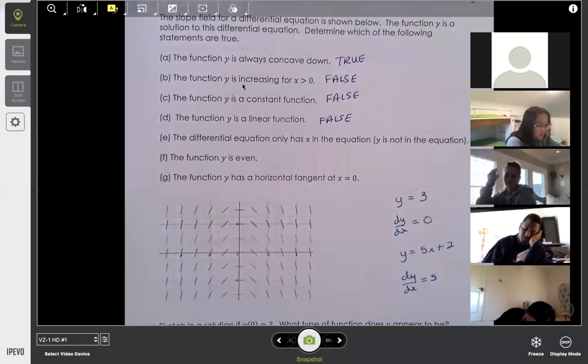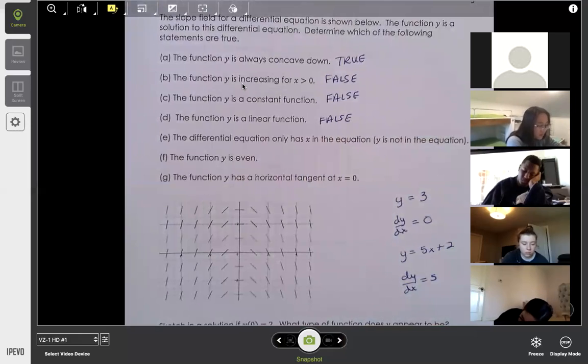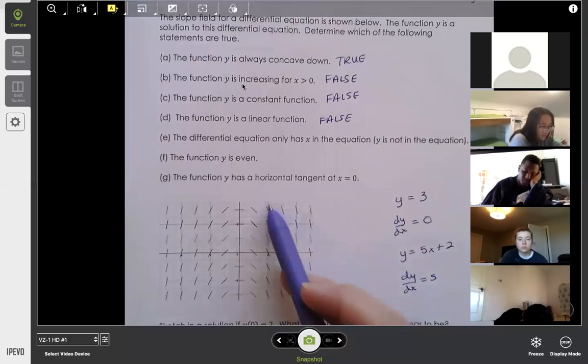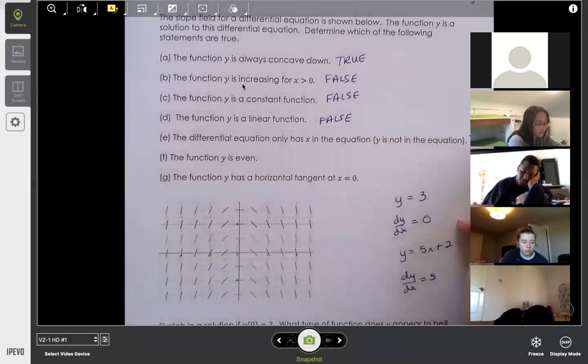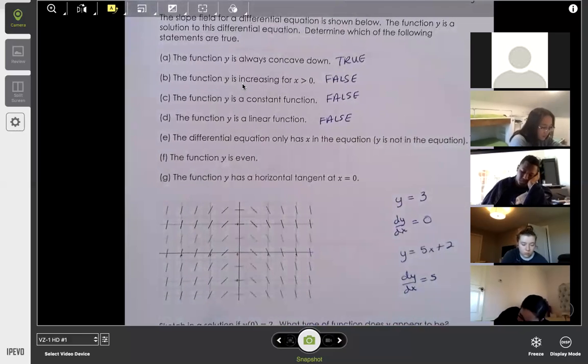Grace? I would say yes, because at like x equals 0, it's just a horizontal line. Right. So if you look here where x is 1, they all have the same slope. When x is 2, they all have the same slope. X equals 3. So that's true. Y would not appear in the equation. The function y is even.